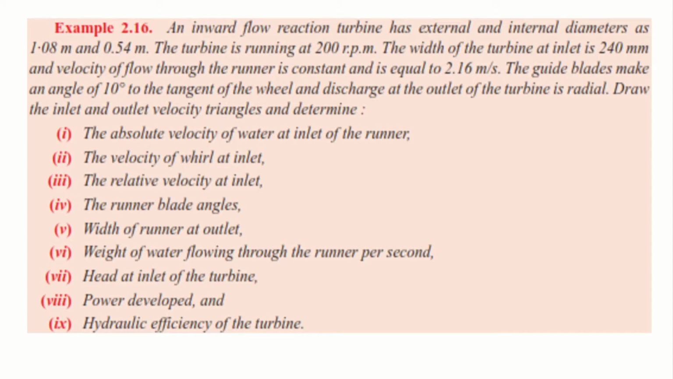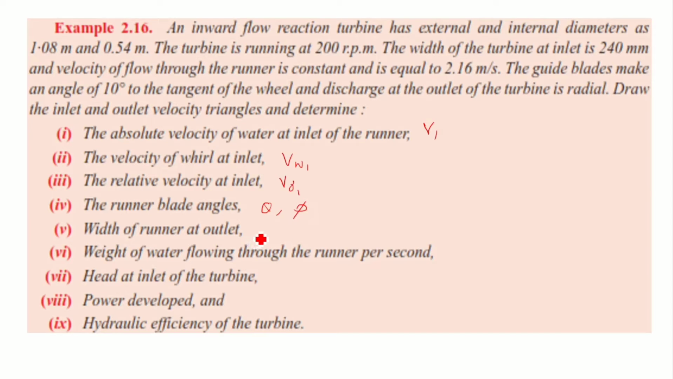Draw the inlet and outlet velocity triangles and determine the following. So we need to determine the following 9 things. The first one is the absolute velocity of water at inlet. That means we need to find V1. And next, velocity of whirl at the inlet VW1, relative velocity at inlet VR1, and runner blade angles. Runner blade angles means theta and phi.